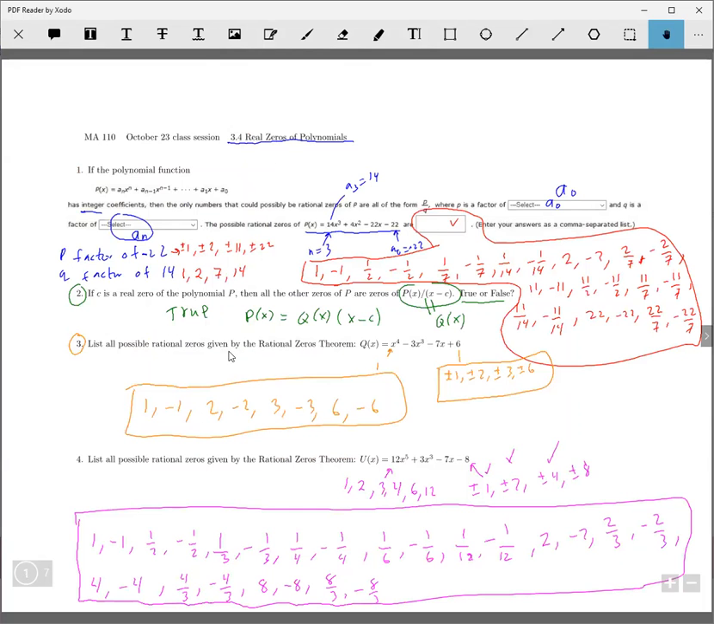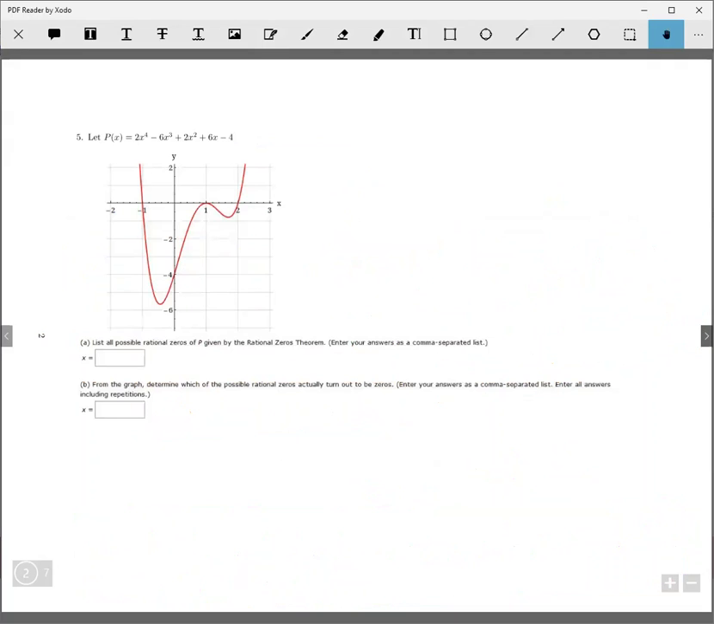Those are possible rational zeros, according to the rational zero theorem, okay? That's according to that. And we'll get into some better ways to do this kind of thing.